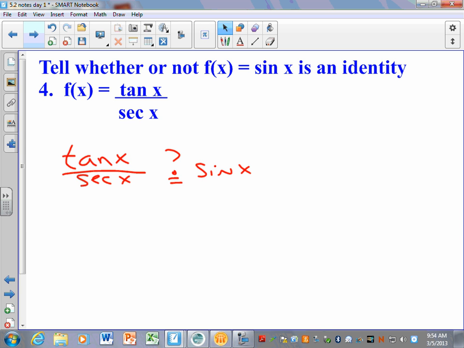If it says verify the identity, it's always going to work. So this is on your homework, so I want to make sure that I showed you this. So try that. Try to simplify tangent of x over secant of x, and see if you can get sine of x or not.